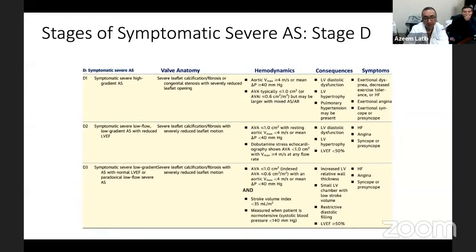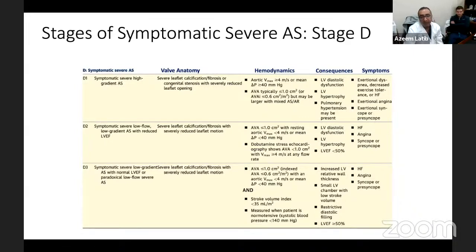It may confirm for you that the valve area is less than 1 and a Vmax greater than 4. But in clinical practice, we don't always do dobutamine stress echoes on these patients, particularly because we've shown, particularly with the TAVR data, that even the lack of contractile reserve does not exclude benefit from treating the patients with low flow, low gradient AS. They can have all the same consequences and symptoms as D1.